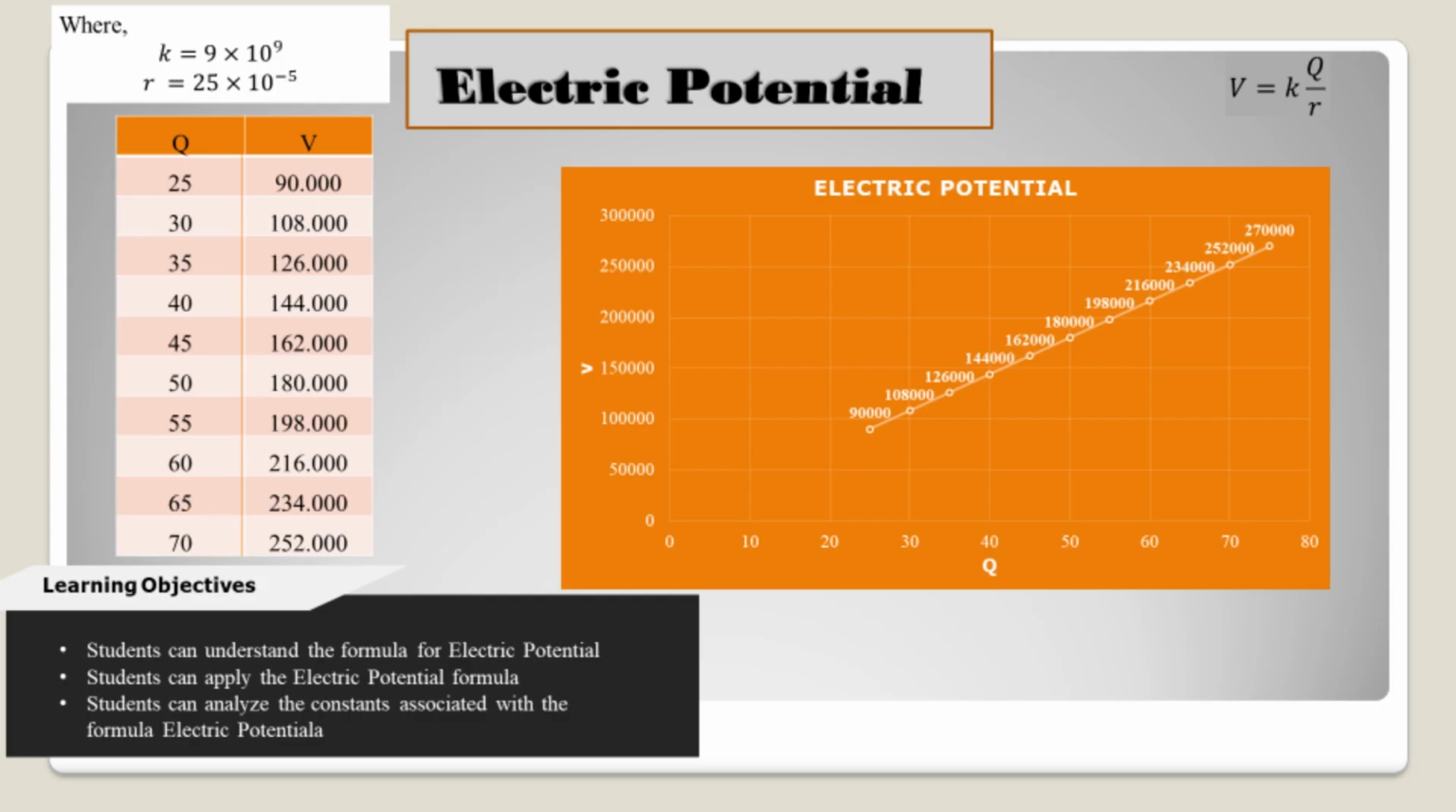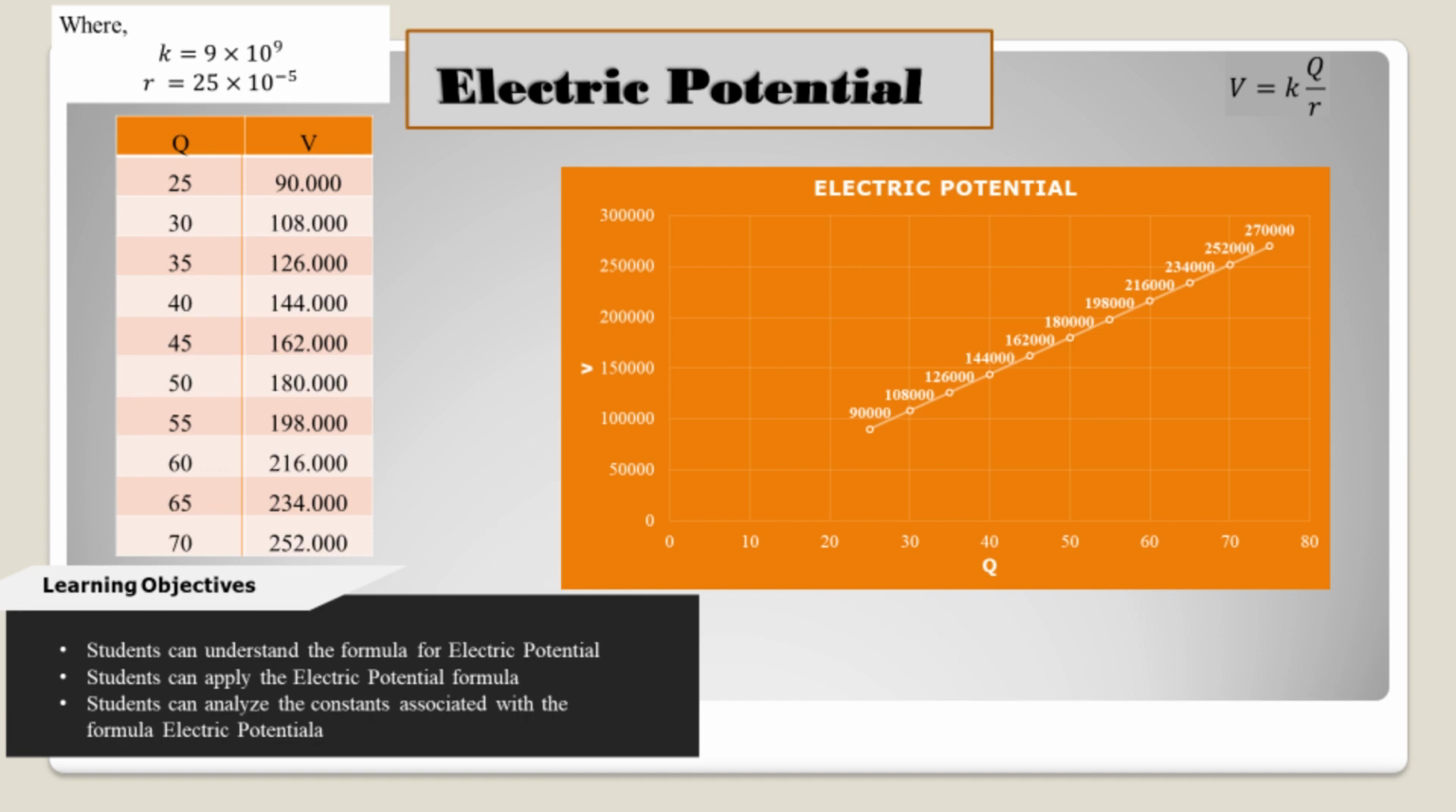Next is a phenomenon about electric potential. The learning objectives of this material are: first, students can understand the formula for electric potential. Second, students can apply the electric potential formula. And third, students can analyze the constant associated with the electric potential formula.